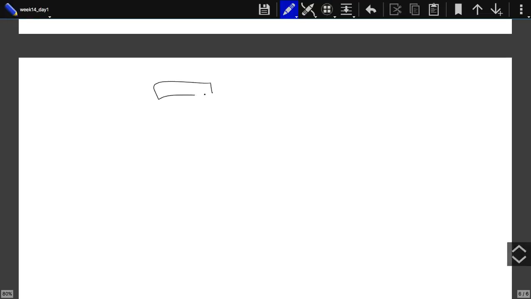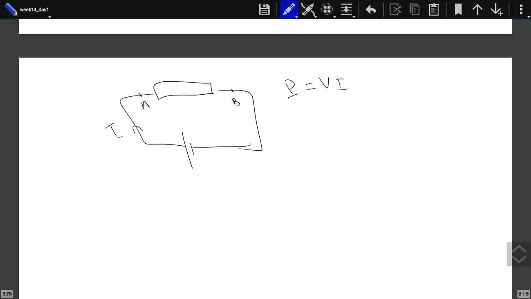So if we have a resistor over here connected to a battery, there will be some current running through the system. And there is a potential difference between these two points A and B. Let's just call that potential difference V. Now, the total number of charges going from A to B per unit time is nothing but the current. And this is nothing but the power of the resistor.